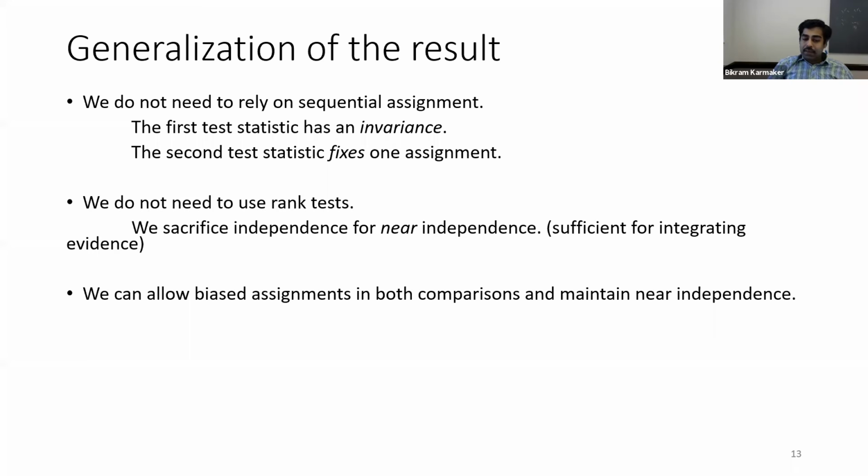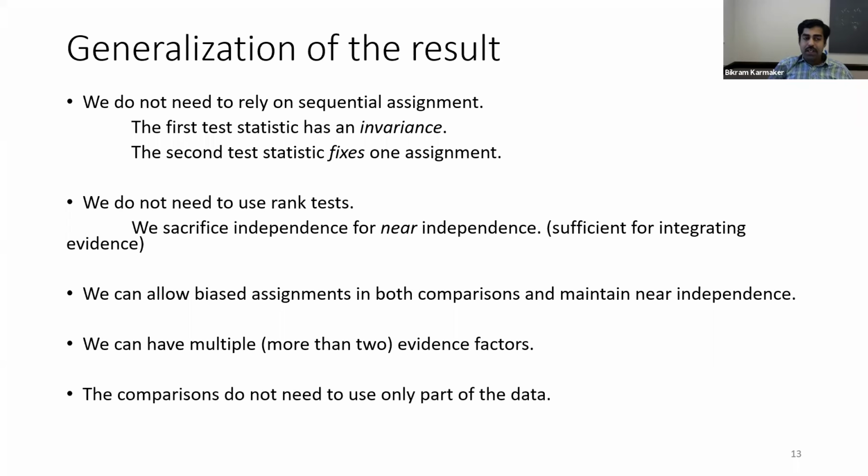You can allow biased assignment not just in one of them. You can use biased assignment in both of them and still get independence. We can have more than two evidence factors. We can have more than two comparisons. And finally, it doesn't have to be so that you always use a part of the data for some of the comparisons.